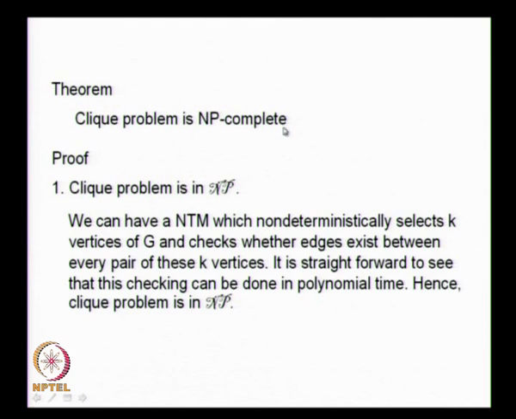Now, we want to show that the clique problem is NP complete. To show a problem is NP complete, we have to do two things. One is to show that it is in NP, and then to reduce a known NP complete problem to it. To show that it is in NP, we can construct a non-deterministic Turing machine which will accept this in polynomial time. The machine non-deterministically selects k vertices of G, and then checks whether edges exist between every pair of these k vertices. If edges exist between every pair, then there is a complete subgraph of size k, that is a clique. It is straightforward to see that this checking can be done in polynomial time. So, we have proved that the clique problem is in NP.